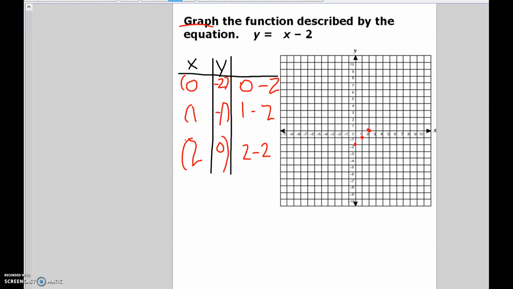What I'm going to do is draw a line connecting these, and I can extend it a little farther. And then I put arrows on either side, because I could do more numbers here. I could do some negatives. I could go all the way up to 100. But I only need to do 2 or 3 points so I can see what the graph is going to look like. It's a linear function.